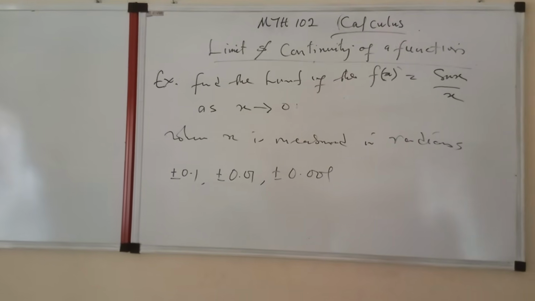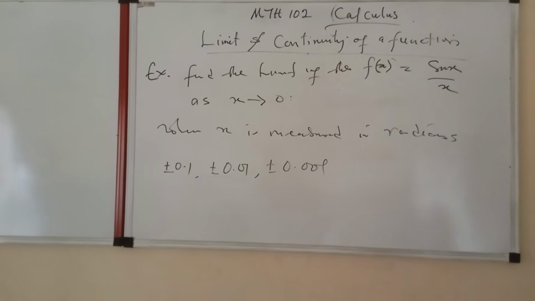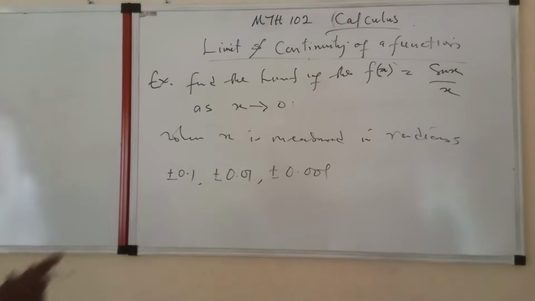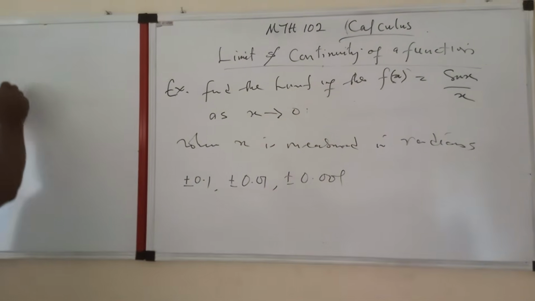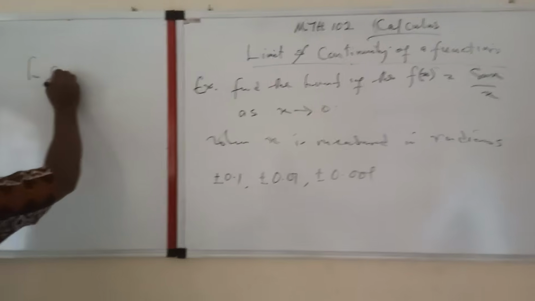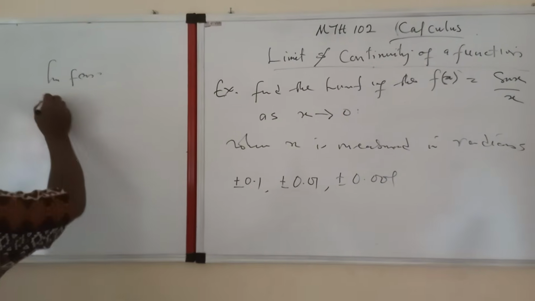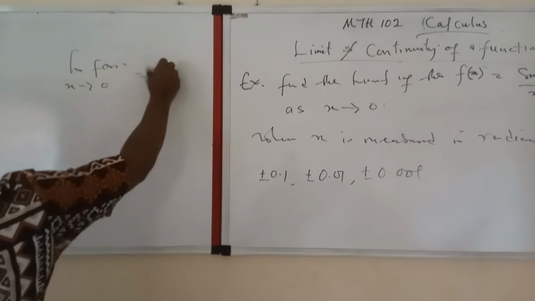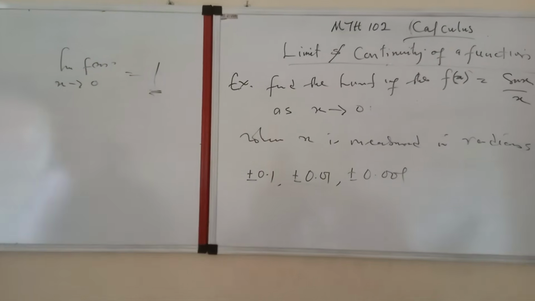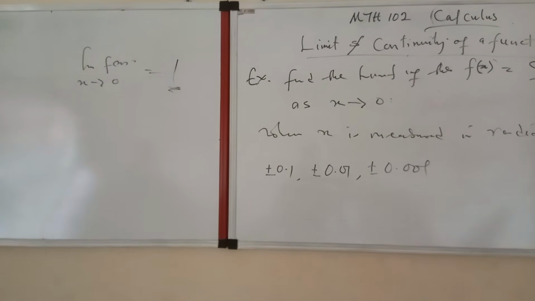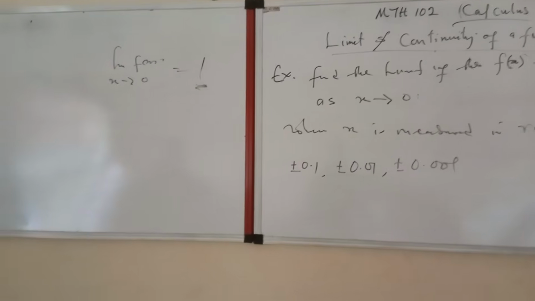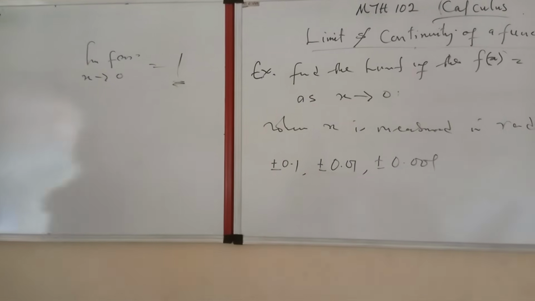So when you substitute all that into that function, you see that both from the left and right-hand side, the limit of that function as x tends to 0 will be equal to 1. I want the class to also check that and tell us how it is.